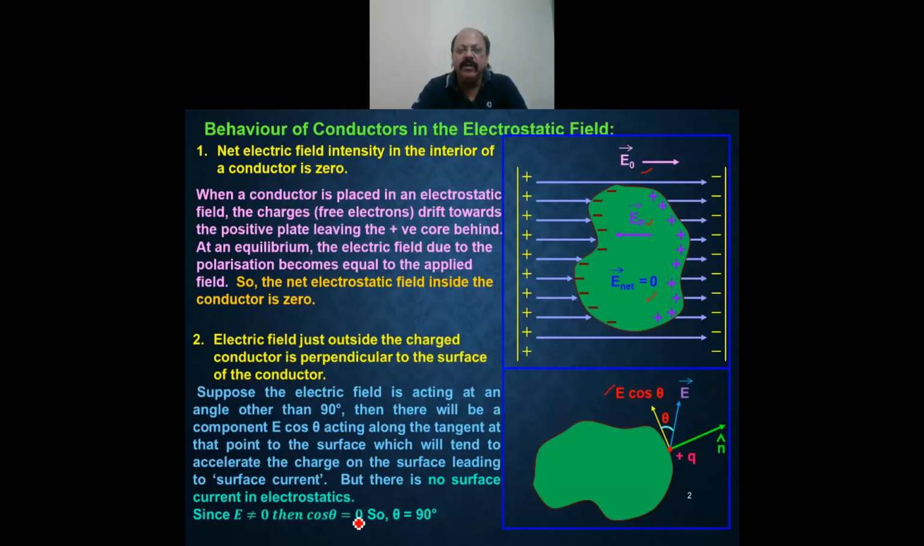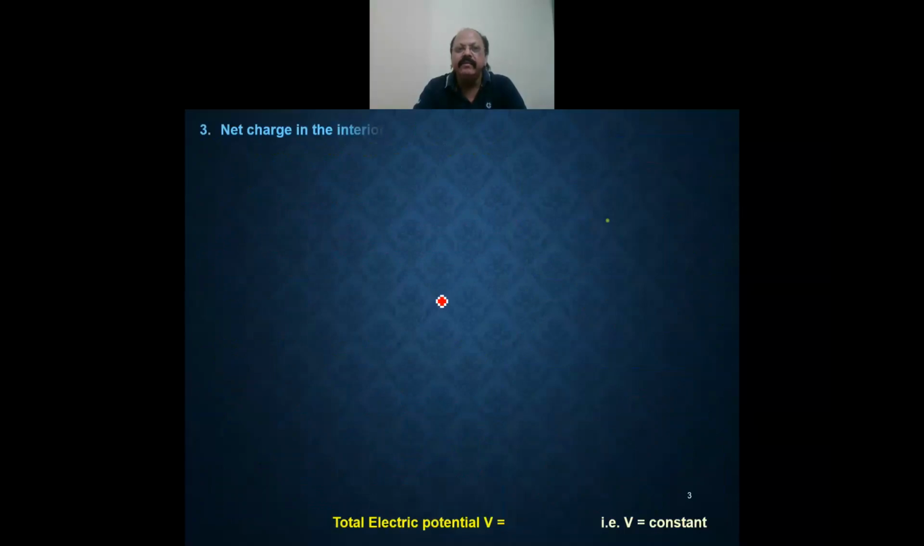So when E cos theta equals zero, it means, since E cannot be zero, cos theta is zero. If cos theta is 0, then theta equals 90 degrees. So that's why we say that the electric field just outside the charged conductor is perpendicular to the surface of the conductor. Now the third property. From the first property, we are saying the net electrostatic field inside the conductor is 0. So the third property is related to this: net electric charge inside the conductor is 0.